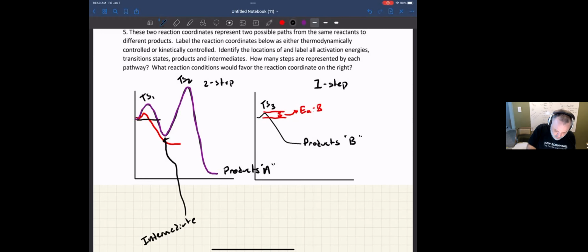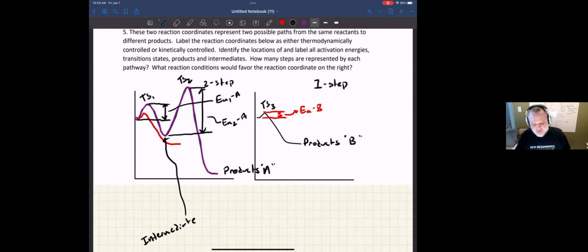I've got this activation energy. That's EA1A. And then I've got this activation energy. That's EA2A. So there are 3 activation energies. So what have I done? I've labeled all activation energies, transition states, products, intermediates, and of course, these are the reactants.